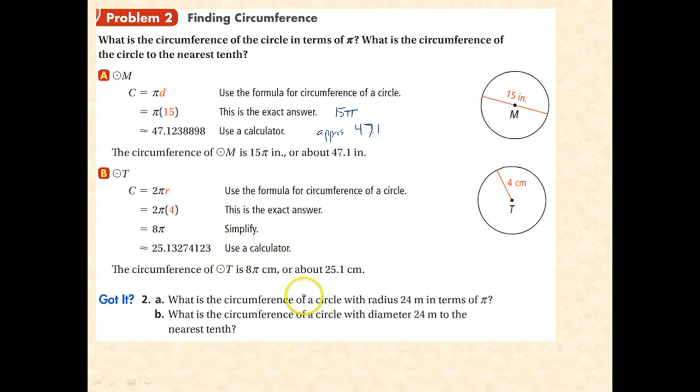Okay, so what is the circumference of a circle with a radius of 24 meters? So circumference is 2 pi r, 2 times pi times 24, and that is 48 pi. And B, what's the circumference of a circle with a diameter of 24 meters? In terms of diameter, circumference is pi d, which is pi times 24, and that is 24 pi.